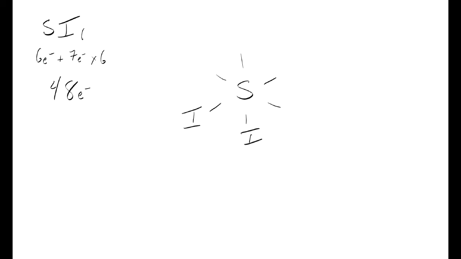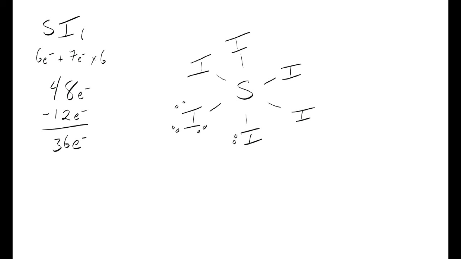Now we have sulfur hexaiodide. Sulfur gives us 6 electrons, 7 from each of the iodines. There are 6 of them. A total of 48 electrons. So sulfur, iodine, iodine, iodine, iodine, iodine, iodine. Those 6 bonds use up 12 electrons. Sulfur is also in the 3rd row. It has d orbitals available. So 2, 4, 6, 8, 10, 12, 14, 16, 18, 20, 22, 24, 26, 28, 30, 32, 34, 36.